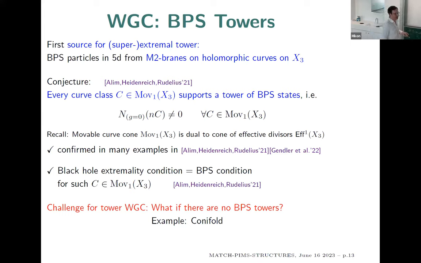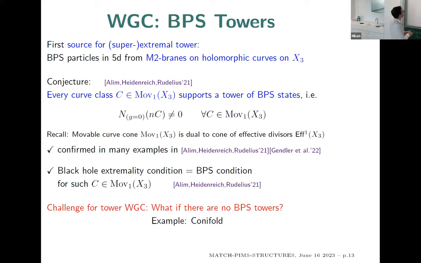The simplest example would be the conifold. If you have a conifold, a two-cycle that you shrink and use the conifold transition, then clearly the GV invariant for one times the curve is one, but for any positive multiple thereof it is zero. So in this direction in the charge lattice, you do not have a BPS power at all. So the question is, why is this? Does this invalidate the tower weak gravity conjecture, or what's the situation? That's what we would like to answer.